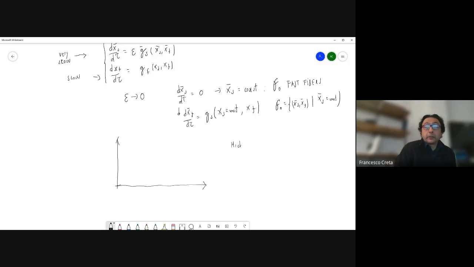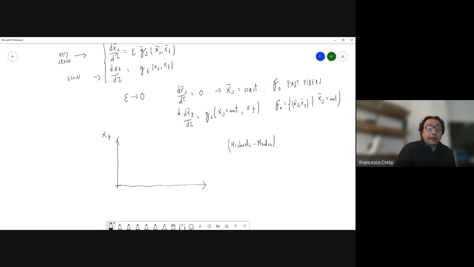I'll write it here. This is just for information, okay? It's just a system that corresponds to a kinetic system of some kind, okay? But it's not really important what it is. It's very easy to actually determine the slow manifold and the fast fibers.